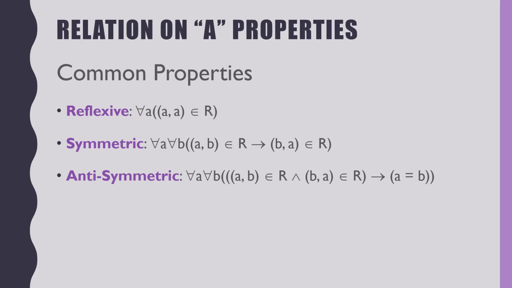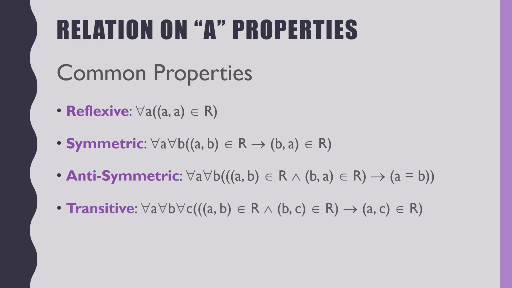Antisymmetric. Look at this messy thing here. Let's test our knowledge about reading this stuff. For all A and for all B, if AB is an element of the relation and BA is an element of the relation, therefore A is equal to B. So what this means, if A and B and A are the same, that means we have like a 1, 1, right? That means A and B are equal to each other. And we'll see examples in a minute.